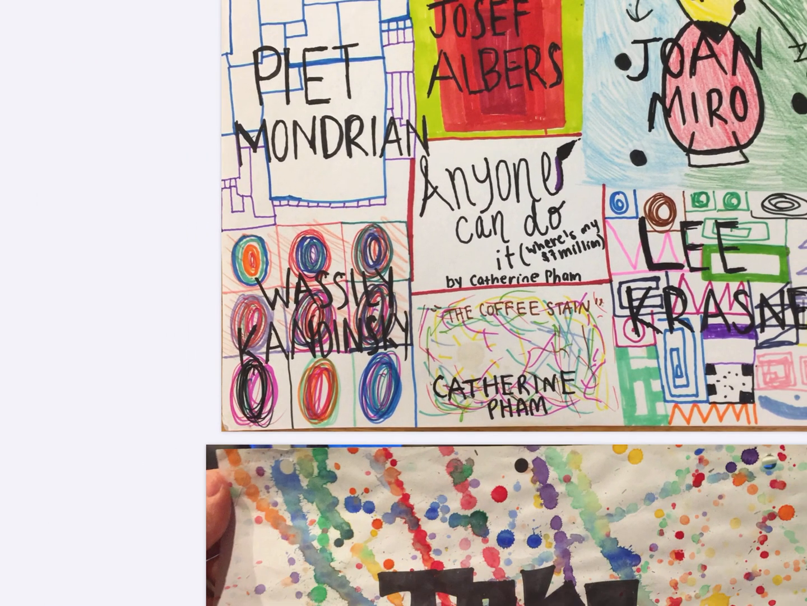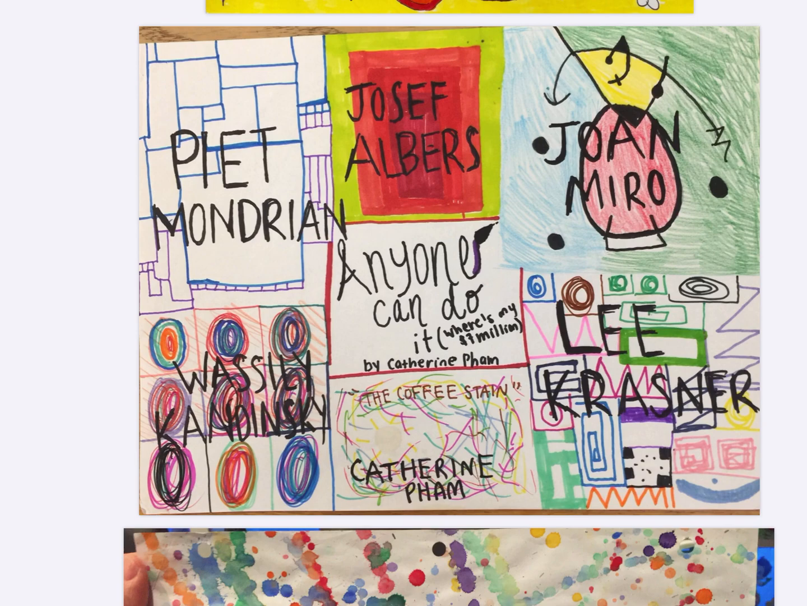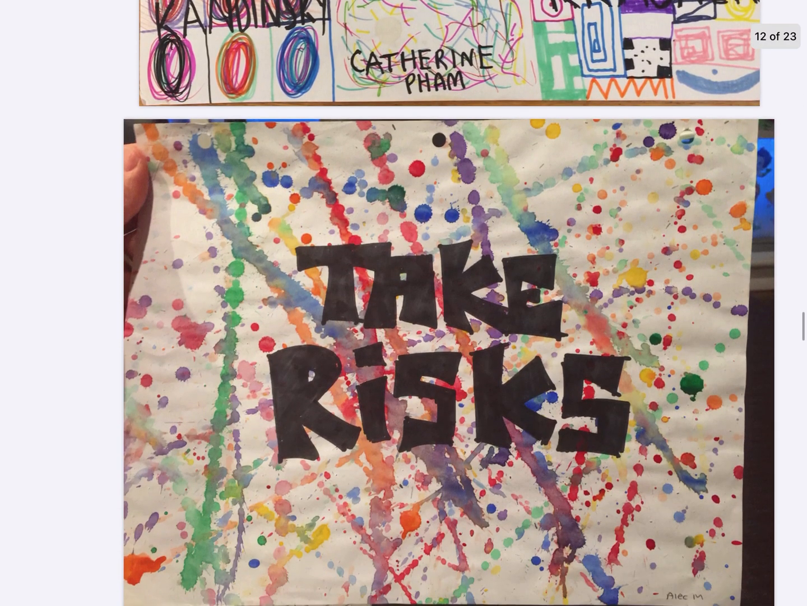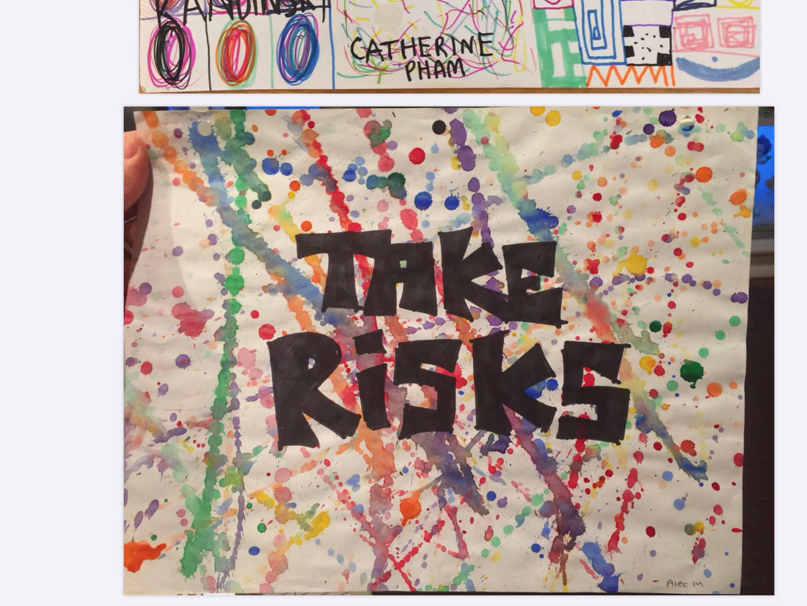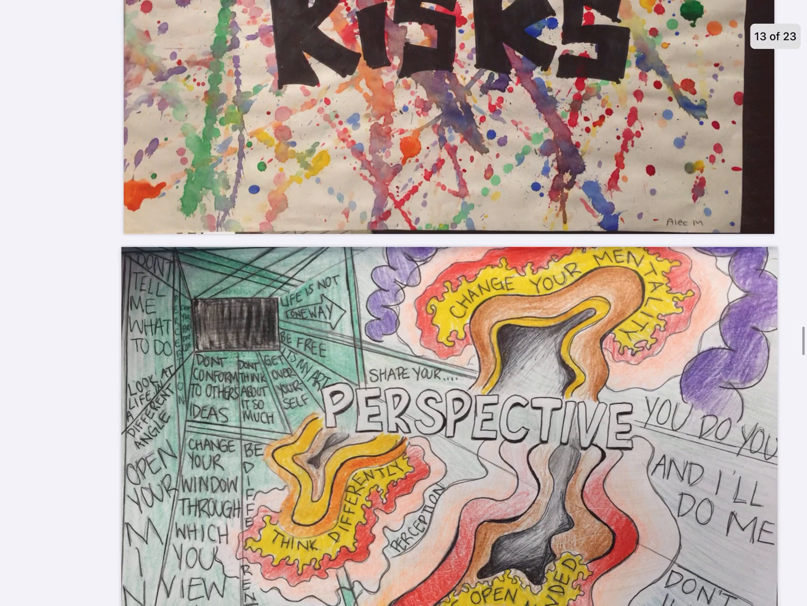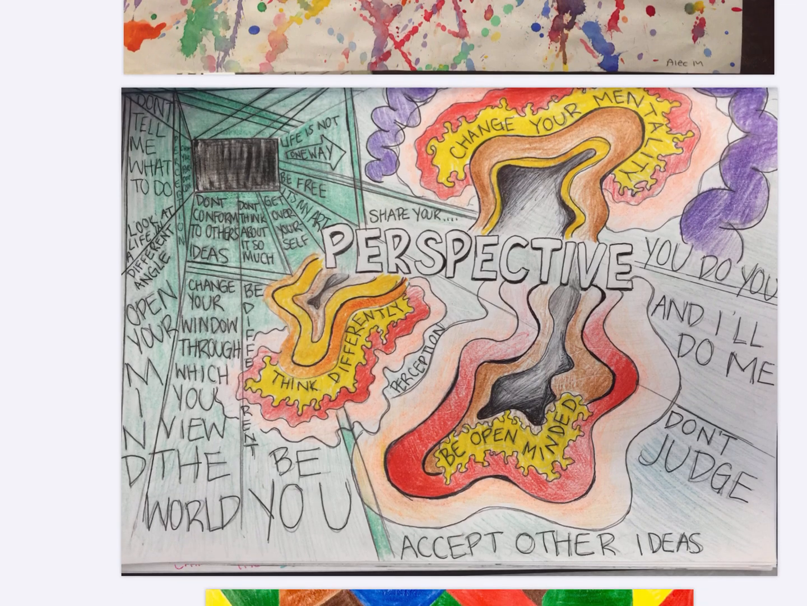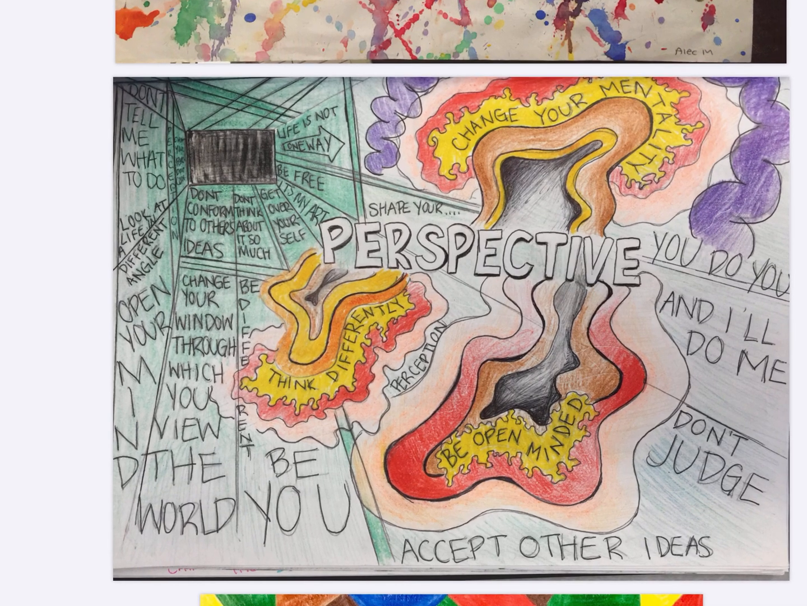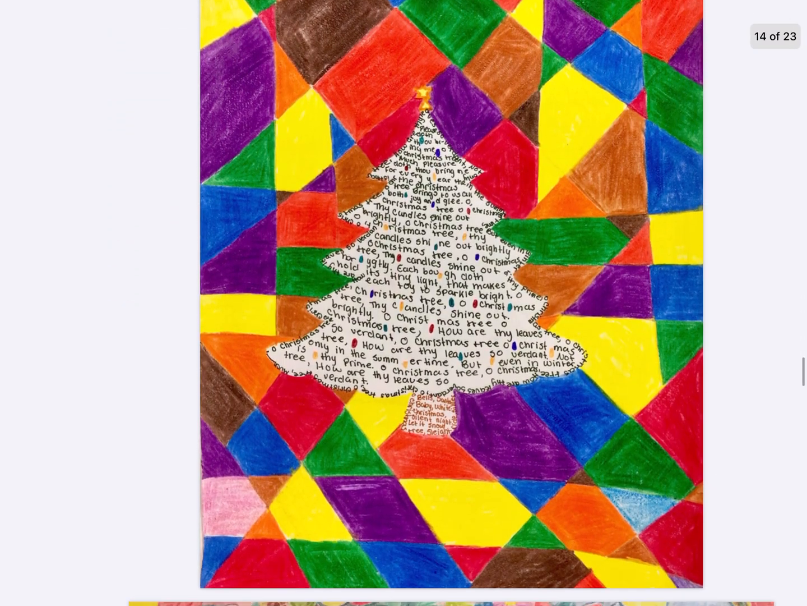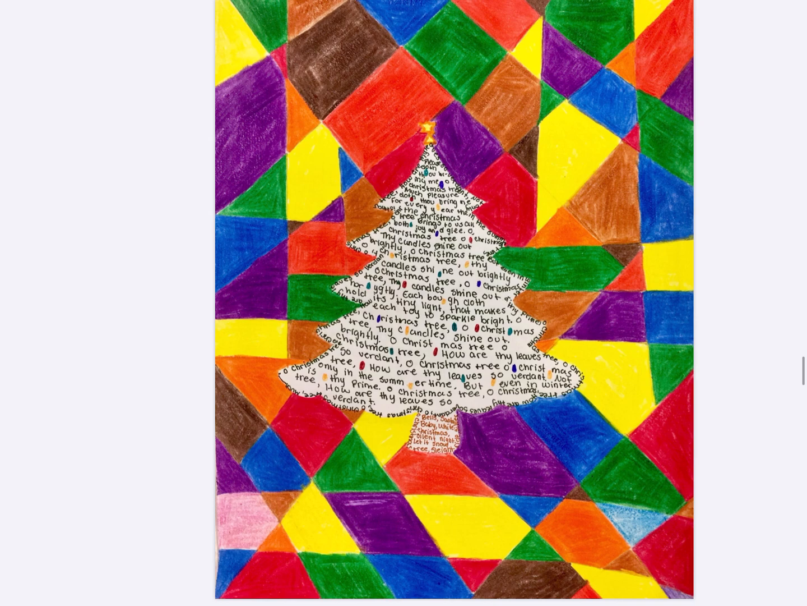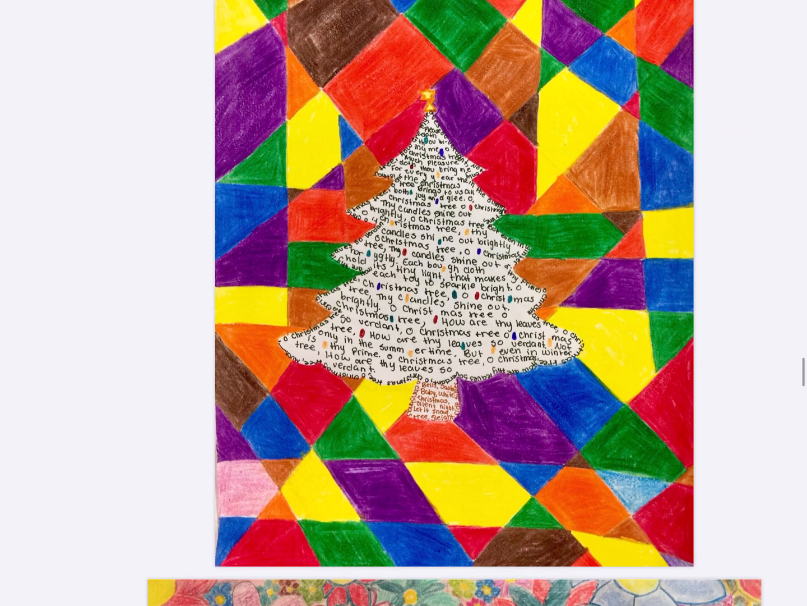A terrific, complex, and wonderful mind map by Catherine Pham in response to the abstract art lesson. Take risks. A lot of times students will incorporate the class slogans on abstract arts. This is a great piece about perspective and, of course, high-level artist here. And a lot of language combined with visual art in this perspective piece. This piece combines abstract art with a calligram of a Christmas tree, of course, in the center, and sort of a stained glass look to that one.